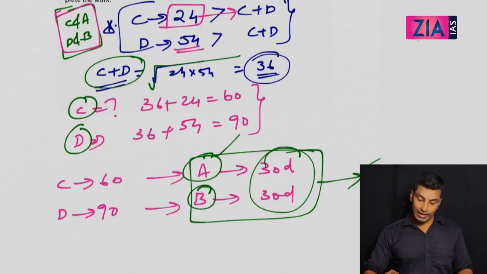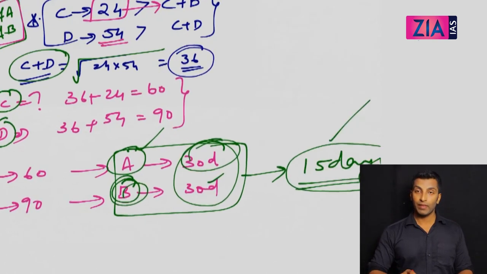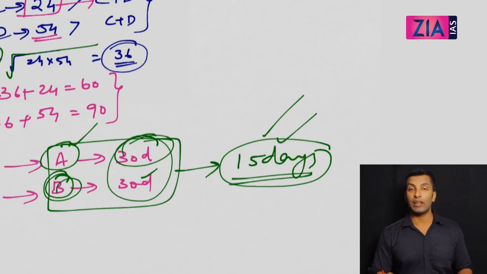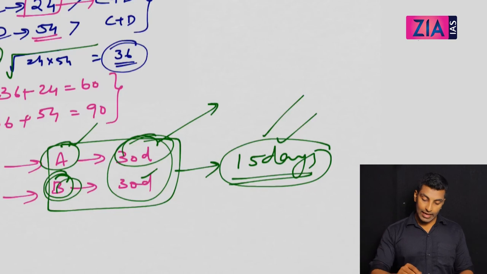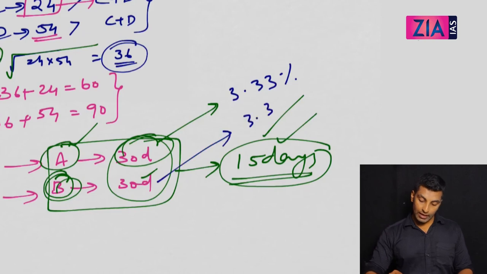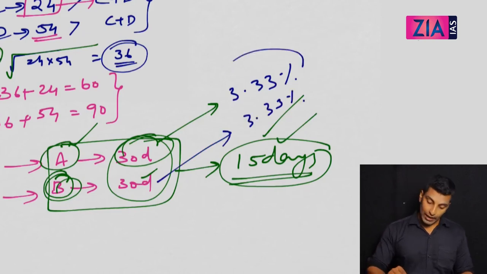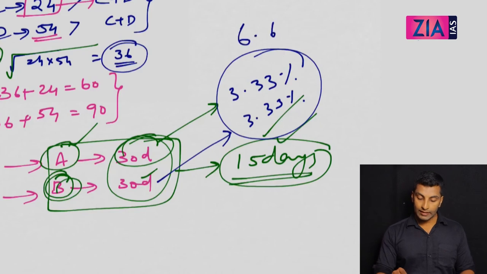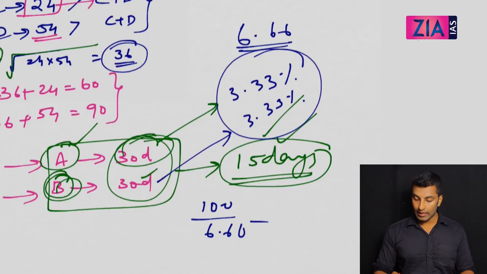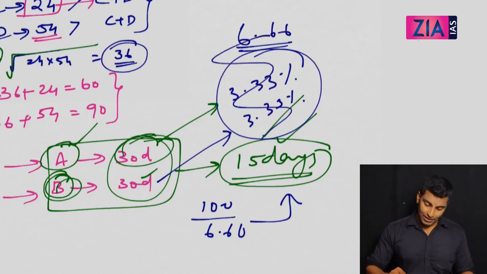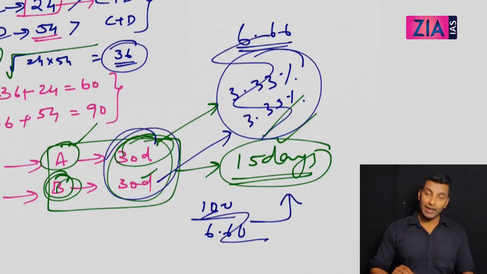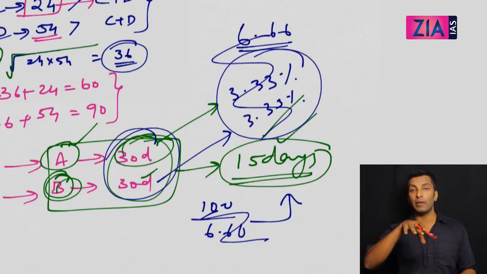Now once you know A takes 30 days and B takes 30 days, we know A and B together will take 15 days. Why? Because see, A takes 30 days, means in one day 100 by 30, that is 3.33%. B will also do 3.33% in one day. So together they will do 6.66% in one day. To complete 100%, 100 by 6.66, that is 15 days. But all this calculation is not required. The moment you see both are equally efficient, the number of days will be half.